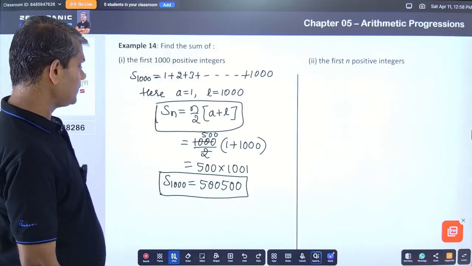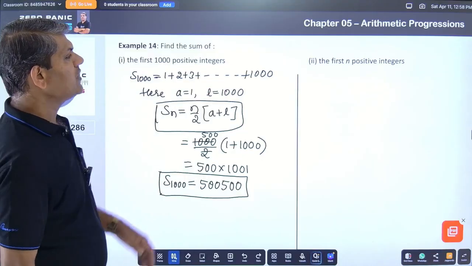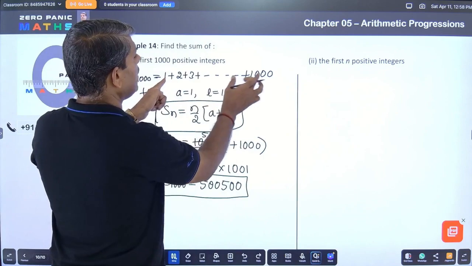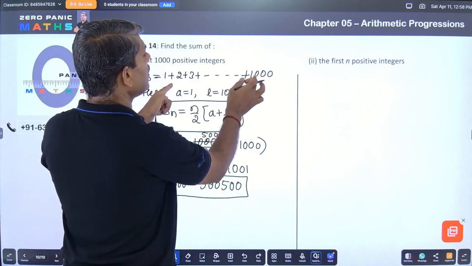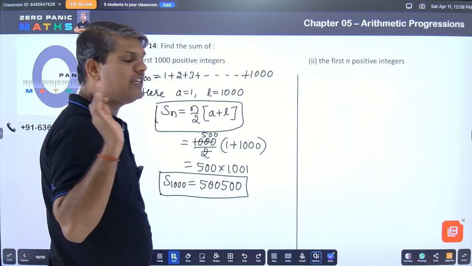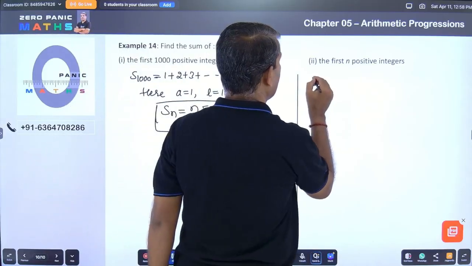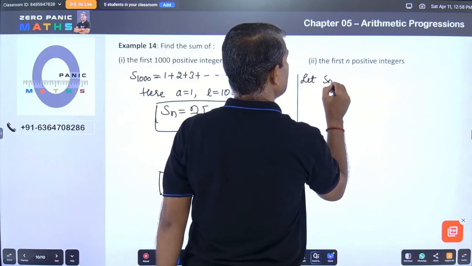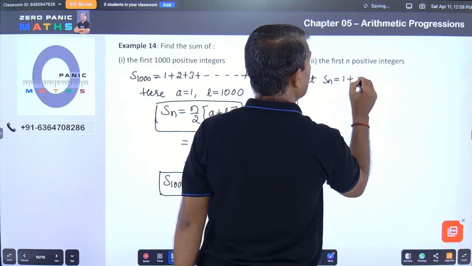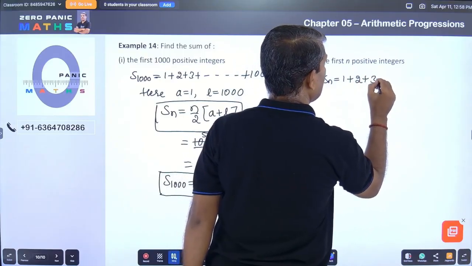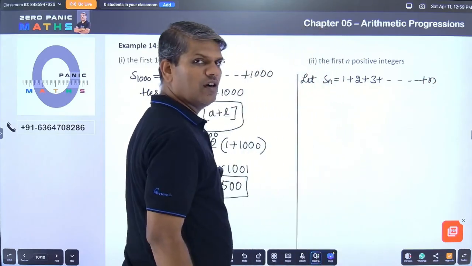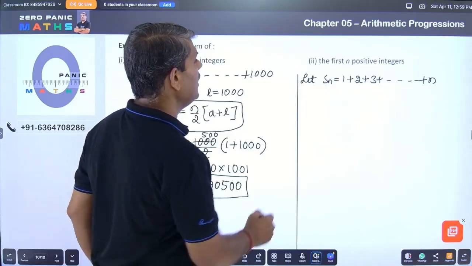Now let us see what the sum of the first n positive integers will be. They have given 1000 positive integers; in place of 1000 you put n, because they want the general formula. So let Sn equal 1 plus 2 plus 3 plus, and the last number is n. Again use the same formula here.